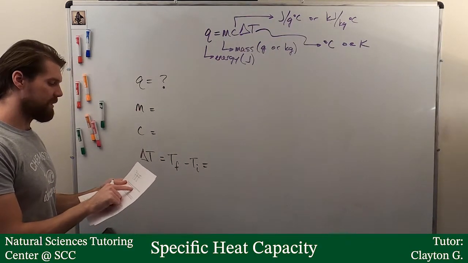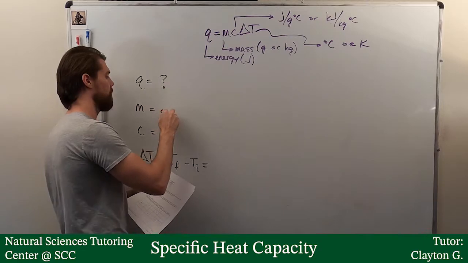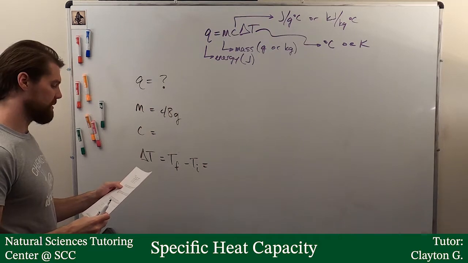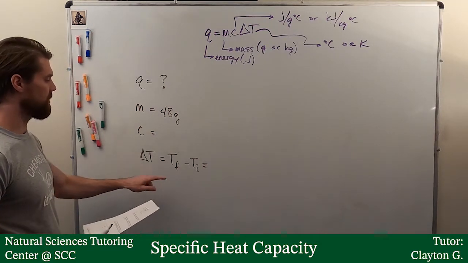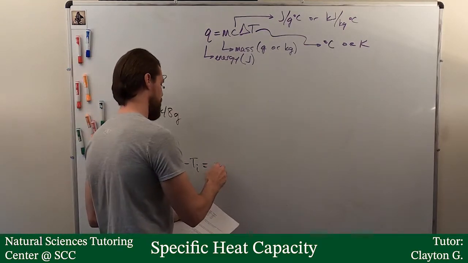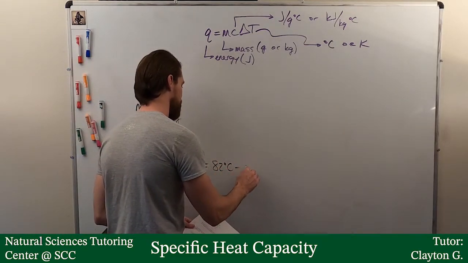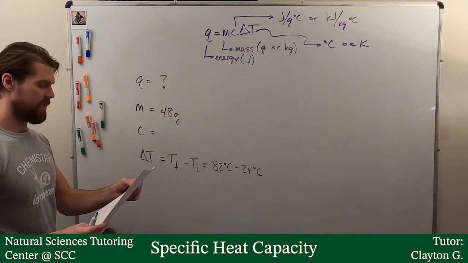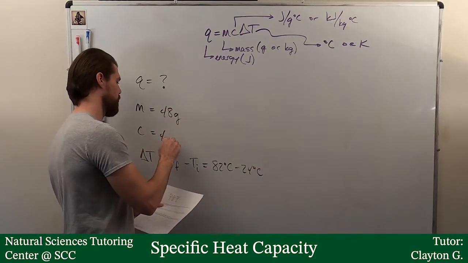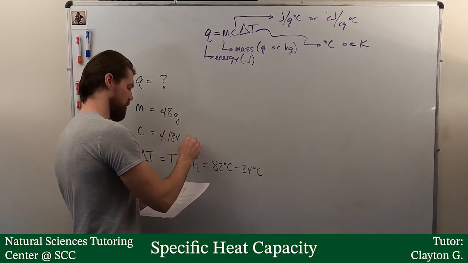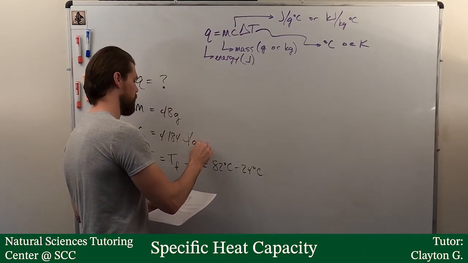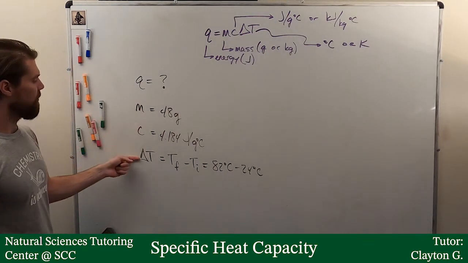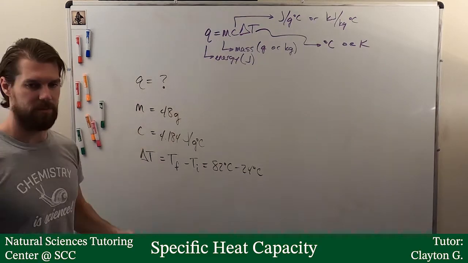It is required to heat a glass containing 48 grams of water. Well, that sounds like a mass. From 24 degrees Celsius to 82 degrees Celsius: final minus initial, 82 degrees Celsius minus 24 degrees Celsius. And it says the specific heat capacity is 4.184, and that would be joules per gram degrees Celsius. All right, looks like we have all of our unknowns filled in except for one. That's great news, which means we can solve this problem.